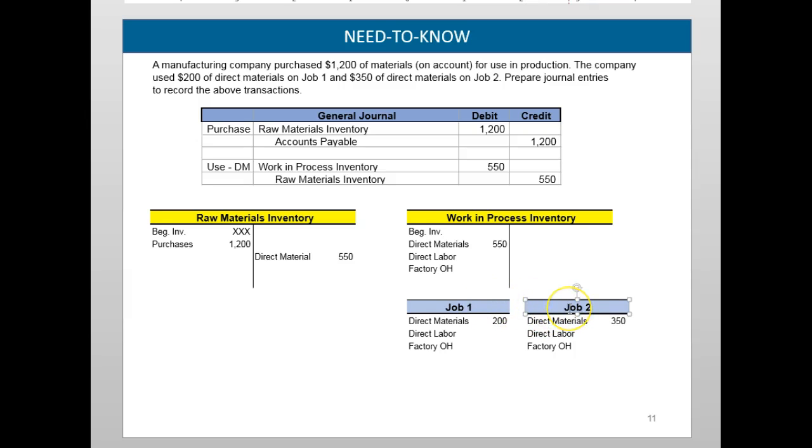This job 1 and job 2 are what you would call subsidiary documents that support what's in the work in process. So 2 journal entries. I'm not really concerned to remember these journal entries. I want you to remember the key accounts and how it flows through. So we purchased it. We removed it. It goes into work in process. From work in process, we then apply it to the job cards, job cost sheets.